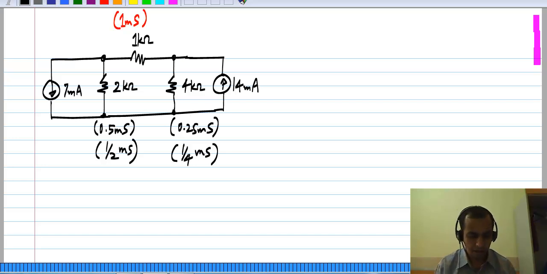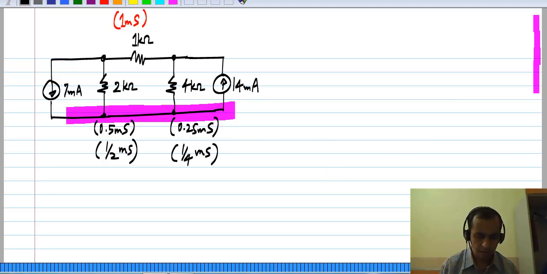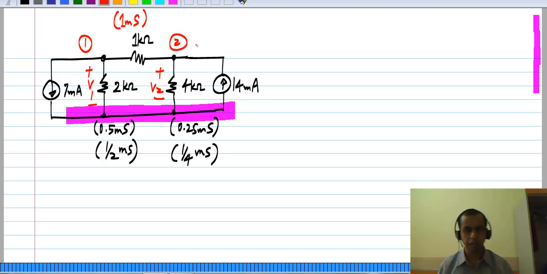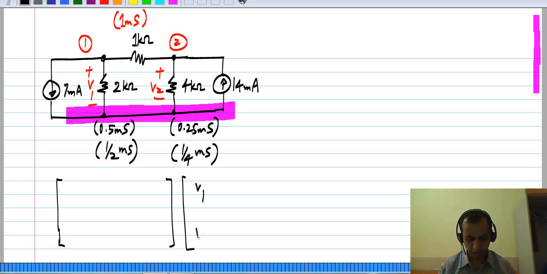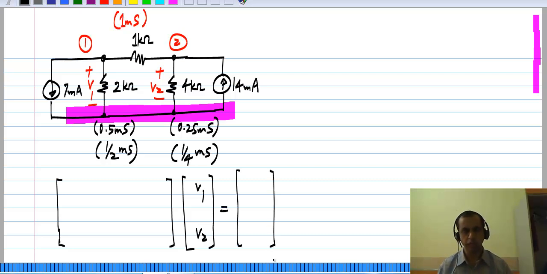Okay. Now, we need to set up nodal analysis equations. And let's choose this node to be the reference node. Okay. And I will solve for these voltages V1 and V2 at nodes 1 and 2 with respect to the reference node. Okay. So, what is my set of nodal equations? I have the G matrix, which will be a 2 by 2 matrix in this case. I have two variables V1 and V2. And that will be equal to the vector of independent current sources pushing current into nodes 1 and 2.